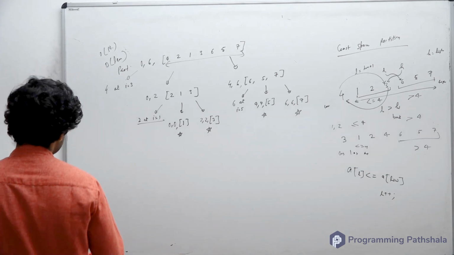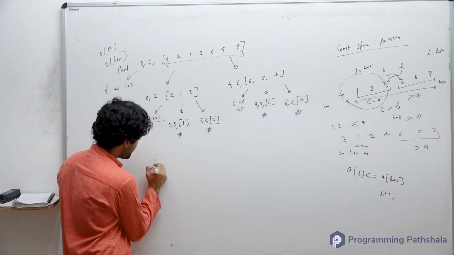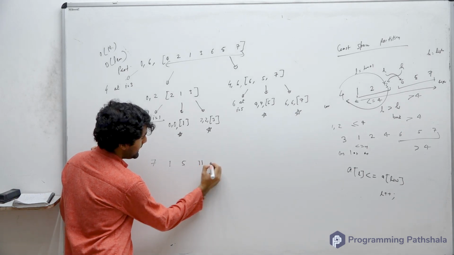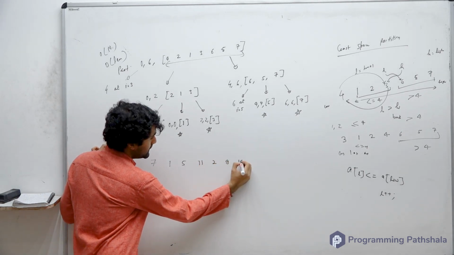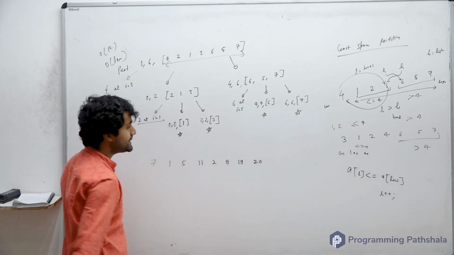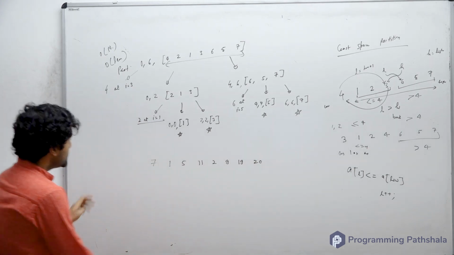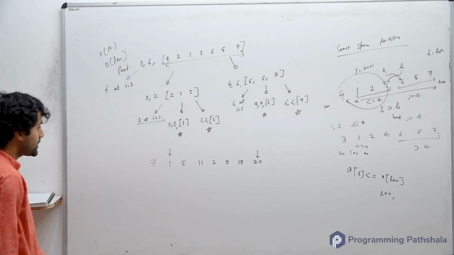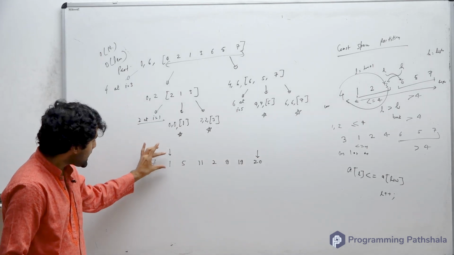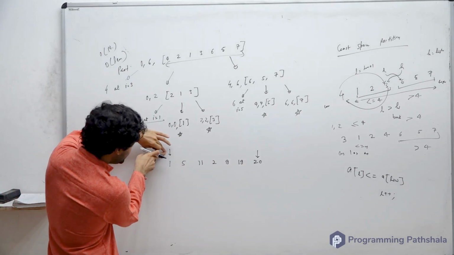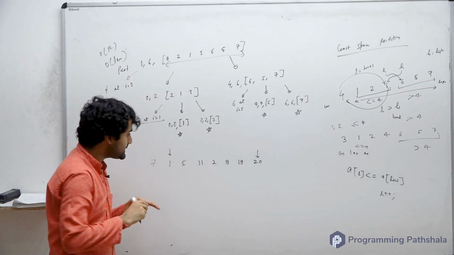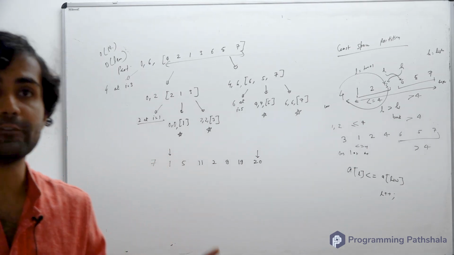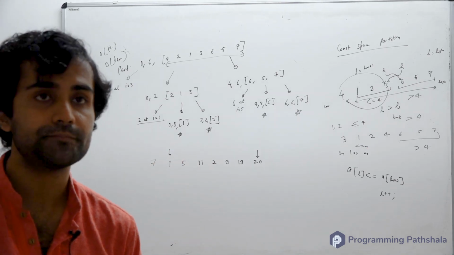Let us take an example. So let's say you have 7, 1, 5, 11, 2, 9, 19, 20. Let's say this is the case. Okay. So there'll be one pointer over here, there'll be another pointer over here. So first this pointer will keep on jumping as long as it faces elements that are smaller than or equal to 7. So can you tell me at which element this pointer will stop?